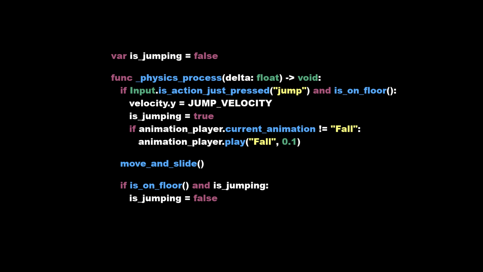Let's summarize the jump logic. We define is jumping variable. We check for jump input and whether the player is on the ground. If so, we update the velocity and play the jump animation. Then we reset the is jumping to false when the player lands.